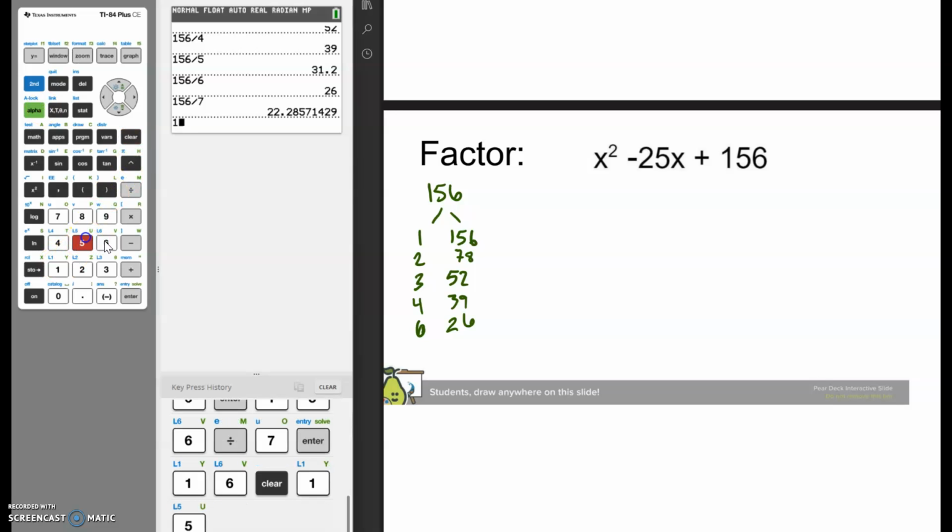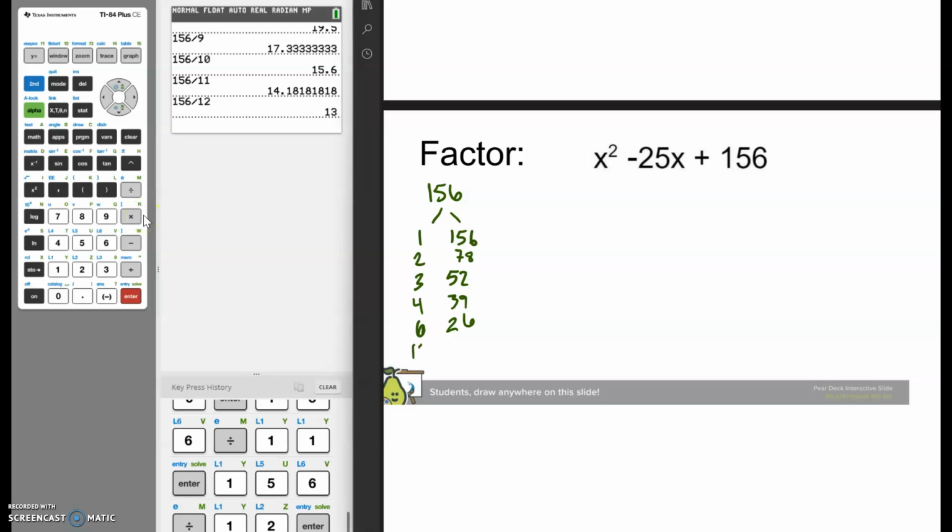156 divided by 8 is 19.5. Don't want the decimal. Divided by 9, another decimal. I know 10 won't work, but I'll show you it doesn't work. 156 divided by 11, still a decimal. 156 divided by 12, we get 12 and 13. How would I know I'm done here? The next number I would try after 12 would be 13, but 13's already on our list. So I know I'm done.